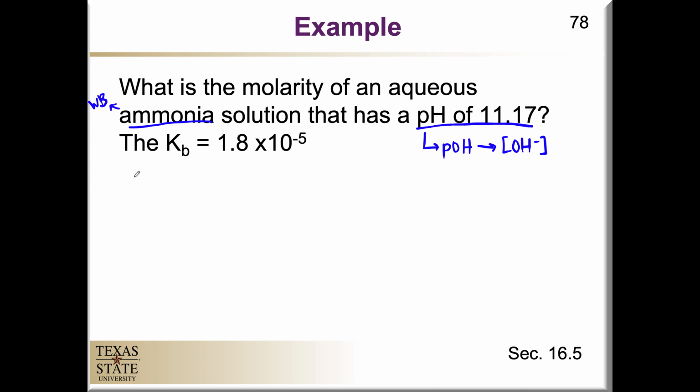We have a weak base. We know that to be able to do an ice chart for a weak base, we're going to take that weak base, ammonia, NH3, and we're going to react it with water. We always have to do that, and remember that that water is a pure liquid. From there, we're going to have our product. The product is going to be the ammonia after it has accepted a proton, forming the ammonium ion. And then what is left is the hydroxide ion that came from the water.